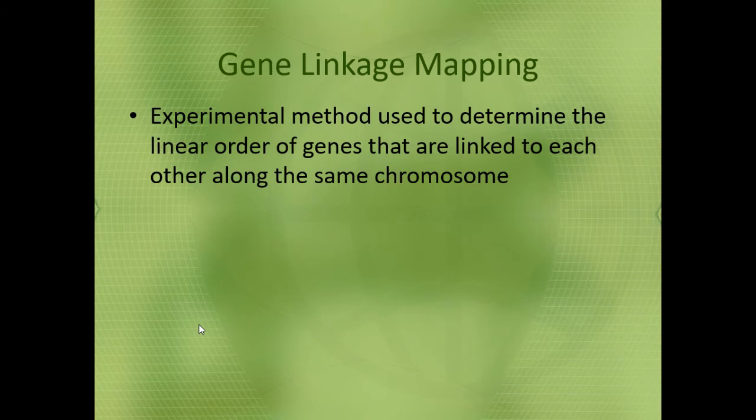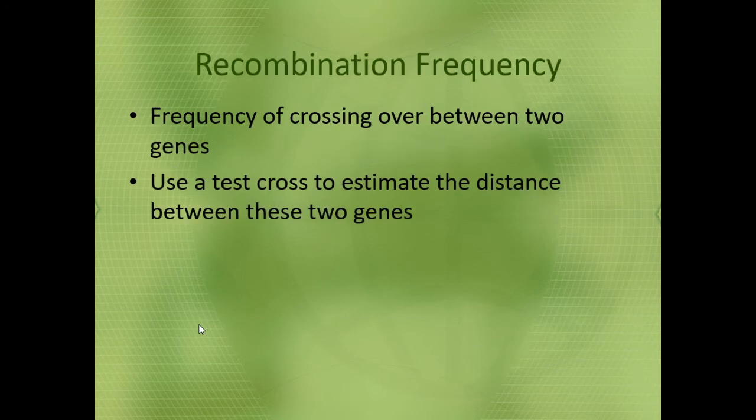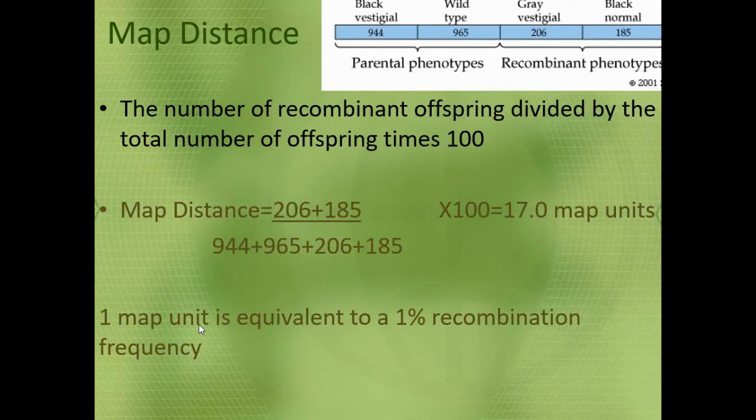Gene linkage mapping is an experimental method used to determine the linear order of genes that are linked to each other on the same chromosome. Recombination frequency is the frequency of crossing over between two genes. You would use a test cross to estimate the distance between these two genes. You will have to do some math like this later on whenever you're looking at map distance. So the number of recombinant offspring divided by the total number of offspring times 100. So for our map distance, we're looking at recombinant offspring. So now these are recombinant phenotypes up here.